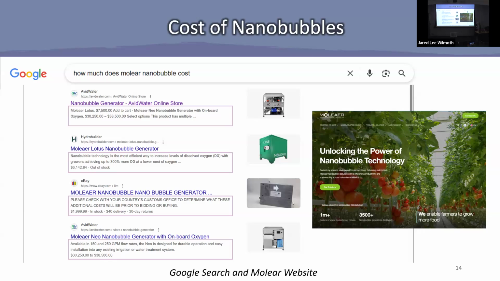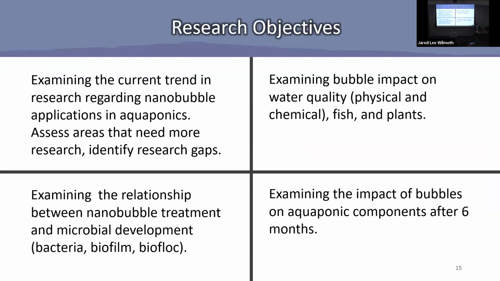So that leads me to my research objectives. The first one is examining the current trend in research regarding nanobubble application and assessing the need for more research and any gaps that we've seen. Next is examining bubbles' impact on water quality, which includes the physical and chemical, fish and plants. Then, separately, we have a research objective to look at the relationship between nanobubble treatment and microbial development. That includes bacteria, biofilm, and biofloc formation.